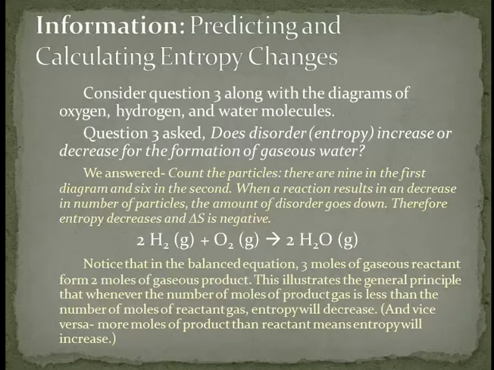So in the balanced equation, this is basically a new way to look at the same kind of question, because we've got our H2 here and our O2 here, and it's going to H2O. So instead of looking at it as a diagram, we're looking at it as a balanced equation. We have 3 moles of gaseous reactant here, 2 from the H2 and 1 of O2, so that's a total of 3 moles, and 2 moles of product, which is the water. This illustrates the general principle that whenever the number of moles of product gas is less than the number of moles of reactant gas, entropy decreases, and vice versa.